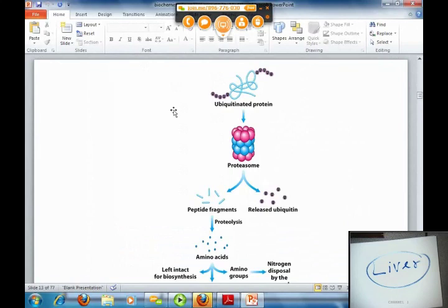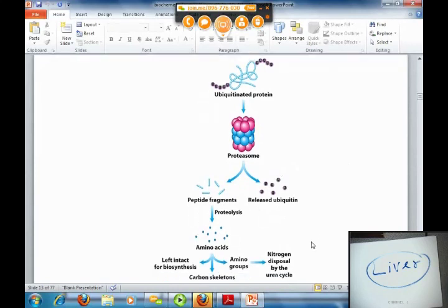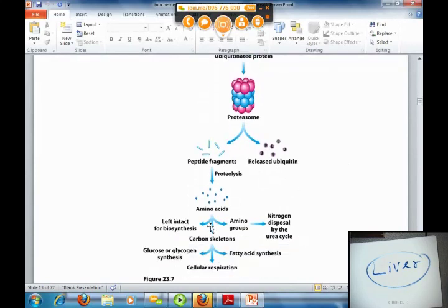You can see the ubiquitinated protein. The blue one is the protein, the polypeptide, getting in. What happens here: large proteins are fragmented, proteolysis occurs, and amino acids come out. The released ubiquitin goes back and gets ubiquitinated again. So these amino acids are left intact for biosynthesis. These amino acids will go into other useful cellular protein biosynthesis.